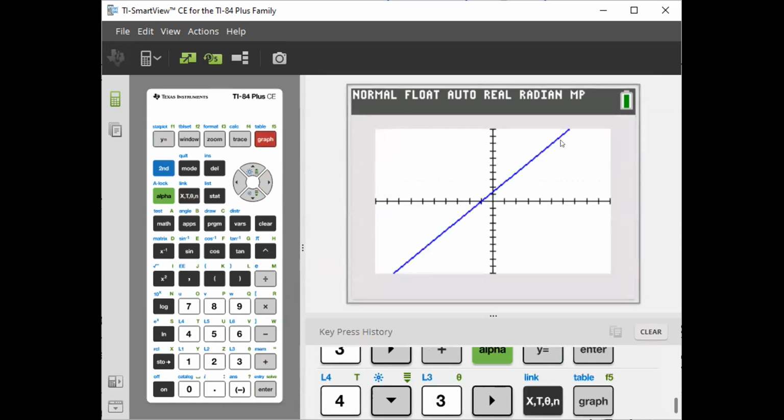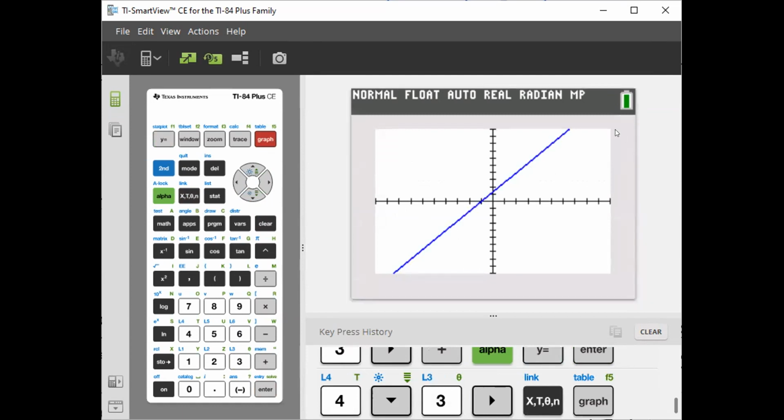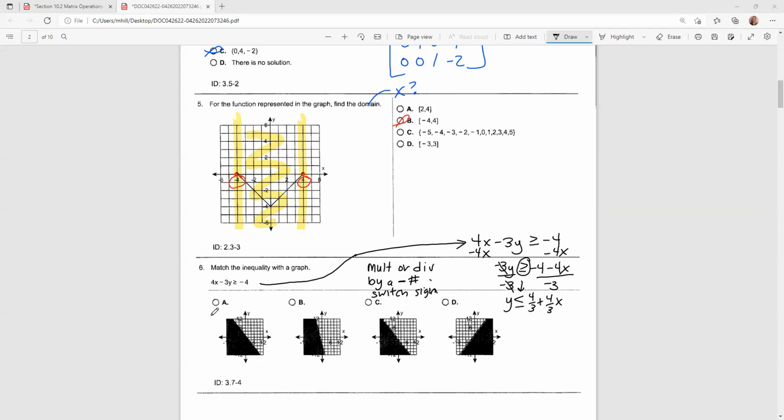So I know the line at least has to be going up. If you look at your graphs, the only line that even goes up is D. The rest of them are going down. Do y'all agree? Okay, so I know already it has to be D.